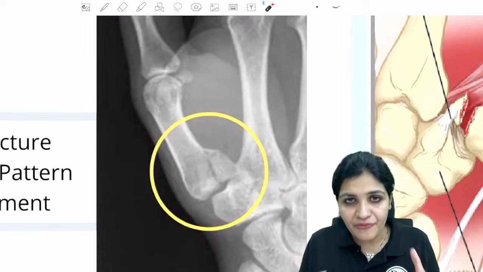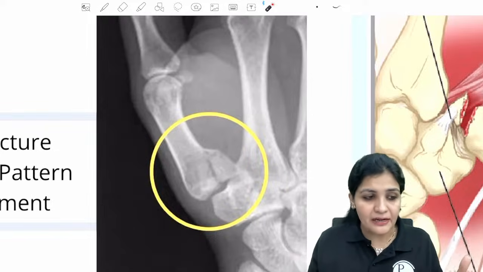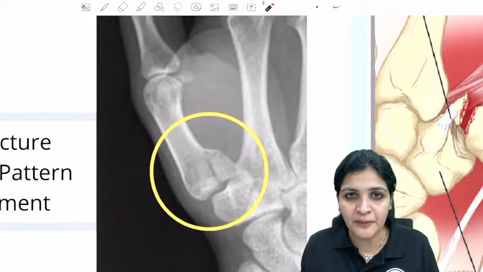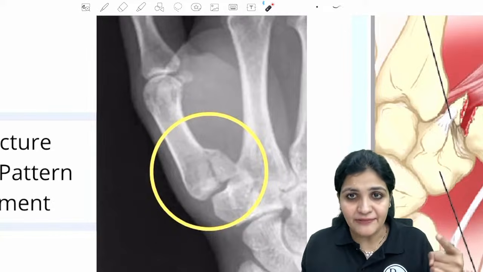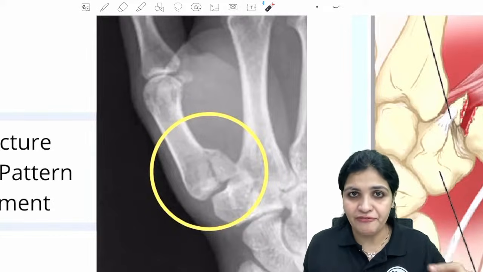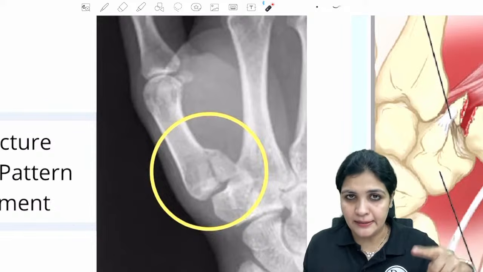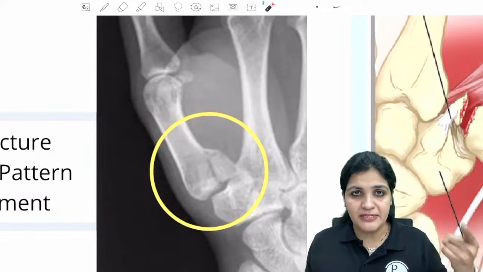So what is that fracture which is happening here? Can somebody describe or read the fracture for me? It is the fracture which is involving the base of the first metacarpal, that is the thumb. And what type of fracture is this?